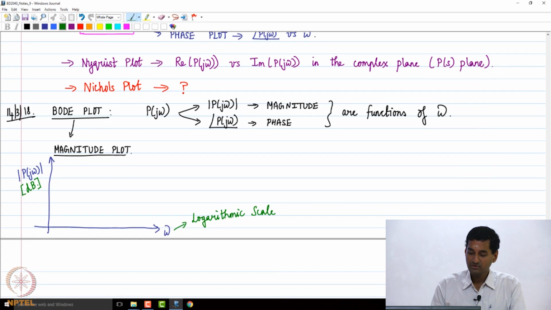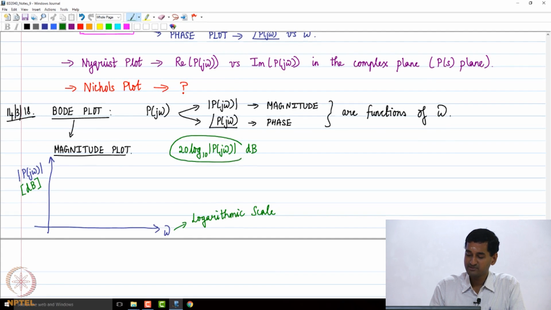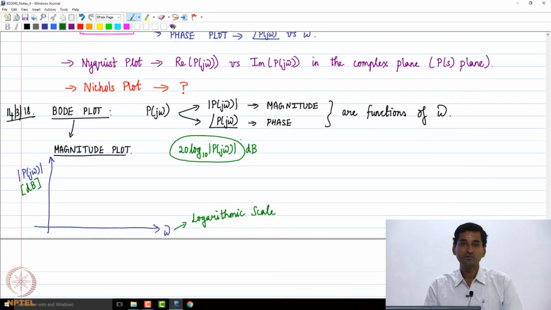So how do we get the decibel measure? Given a P of j omega, we take its magnitude, then we take the logarithm to the base 10 and multiply it by 20, to get the equivalent magnitude in decibel units. So that's what we do. Now the question arises, why do we do this?